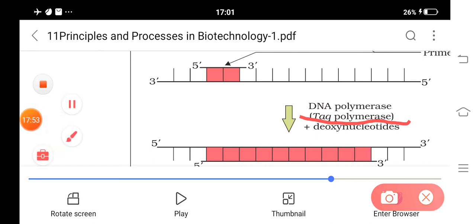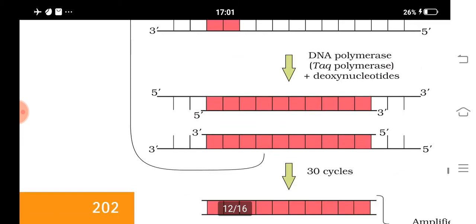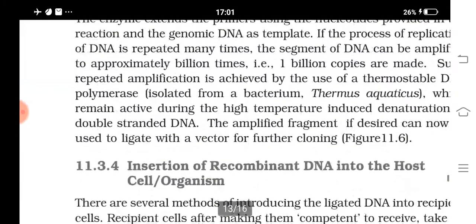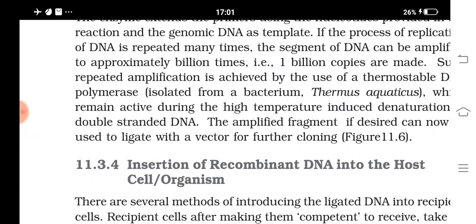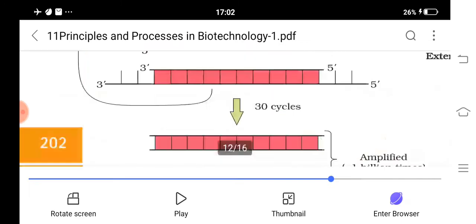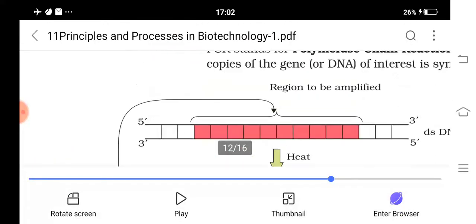So this Taq polymerase can withstand high temperature. Why? Because it is obtained from a bacterium known as Thermus aquaticus. And this enzyme is used for what? It is used for PCR. Understood? So let me explain the steps by which it is done.